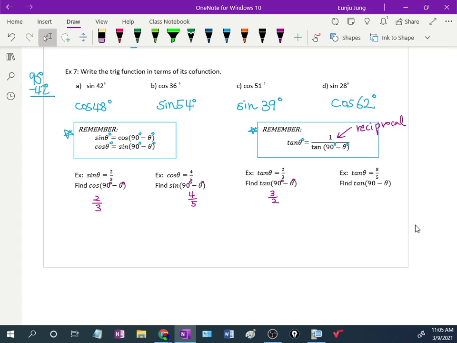Last one, tangent theta is given 1/5. What is the tangent value of its complementary angle? Flip the number, so this will be 5/8. So we talk about formulas, identities, or equations, and we use the formula to find the angle with its ratio by using trig identities.